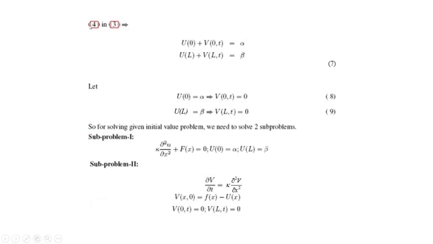Use the solution 4 in the boundary conditions in 3, so that you will get u at 0 plus v at 0 comma t equal to alpha, and u at L plus v at L comma t equal to beta. Once again we can see that you can equate U at 0 equal to alpha and U at L equal to beta, because capital V is a function of t, and alpha and beta are constants. Therefore you can equate the constants, which gives you v at 0 comma t equal to 0 and v at L comma t equal to 0.